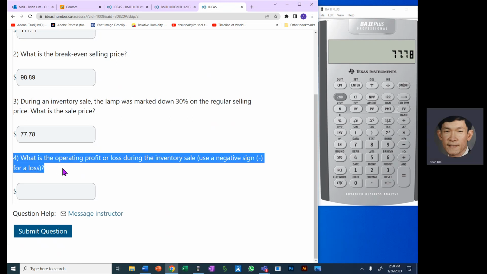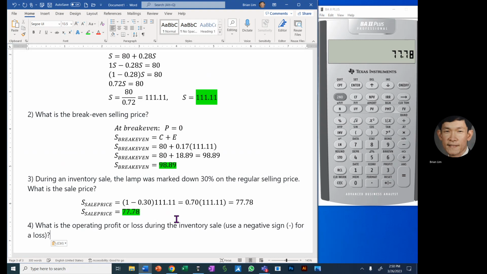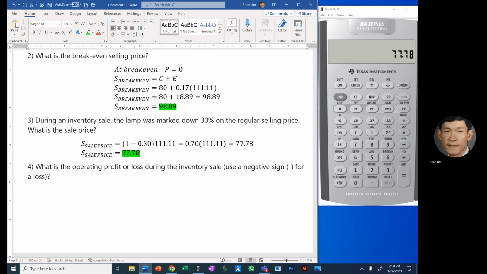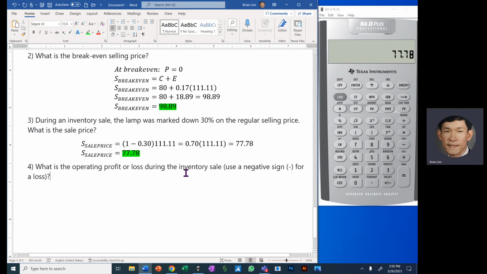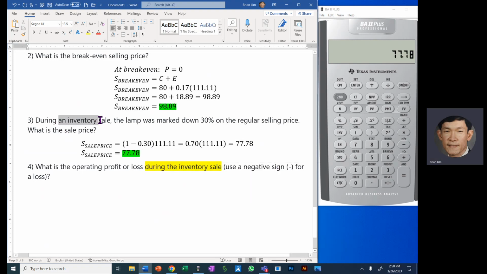Now, what is the operating profit or loss? So here we go, and we do this part here, operating profit or loss during the inventory sale. So you must be careful. This is the inventory sale, so that is what you're looking for. This is the inventory sale right here. So that is the price we're looking for.